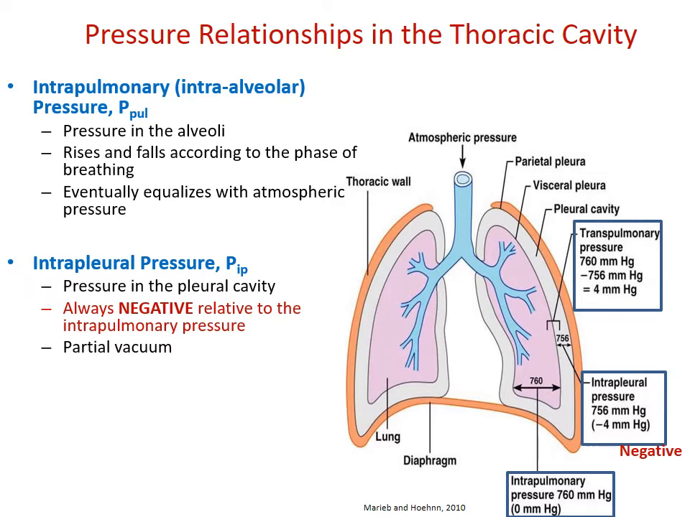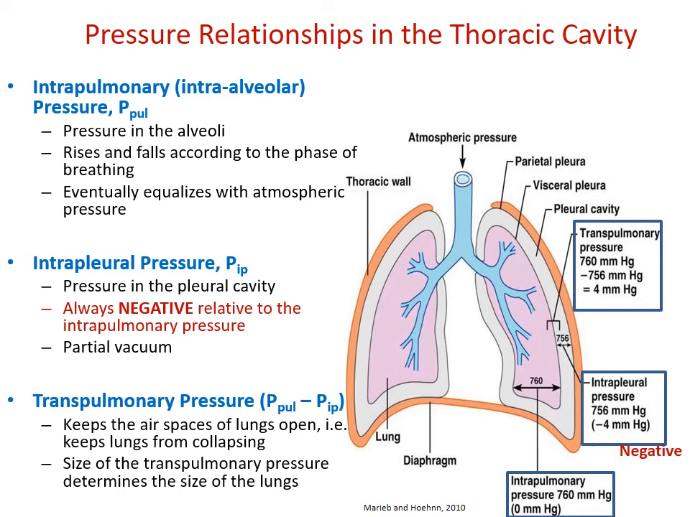Intrapleural pressure, remember, is always negative. That is why here you can see it is negative, minus 4. It is seen between the visceral pleura and the parietal pleura. The transpulmonary pressure is the difference between the intrapulmonary pressure and the intrapleural pressure. That is this particular pressure you can see here. So it's actually the pressure difference between inside the lung and outside the lung. This part is the intrapleural pressure and this part is the intrapulmonary pressure.